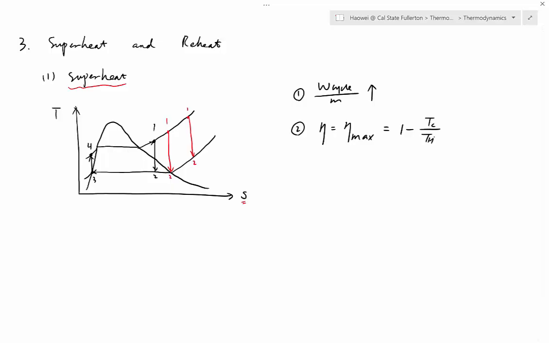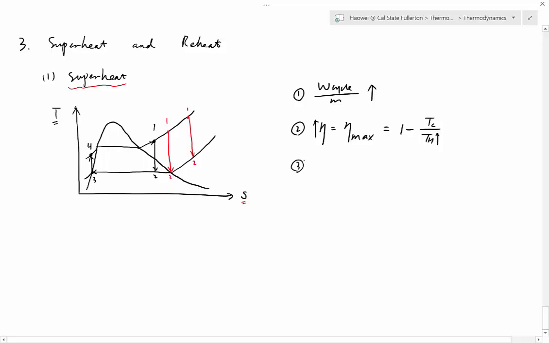As you can see, if you move number one further to the right, what's going to happen? Number one is actually moving up. And what is my y coordinate? Y coordinate is temperature, so that means as the location of number one moves to the right, the temperature of number one also goes up. So the average temperature between 4 and 1, which is Th, also goes up. If Th goes up, the second term becomes smaller. 1 minus something smaller, efficiency will go up.